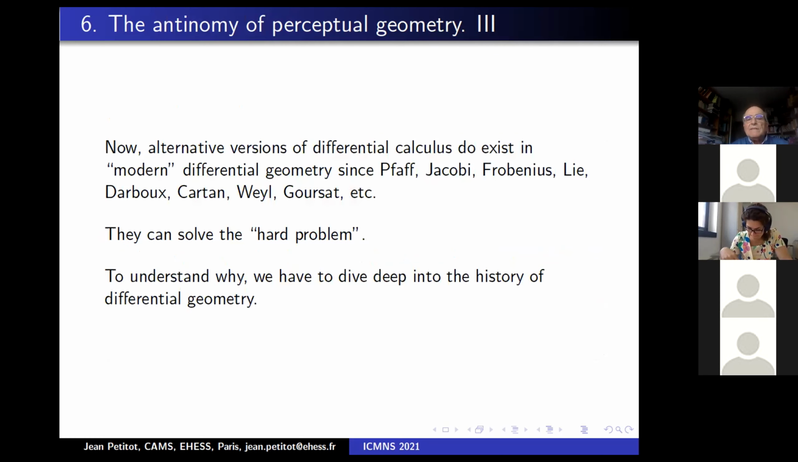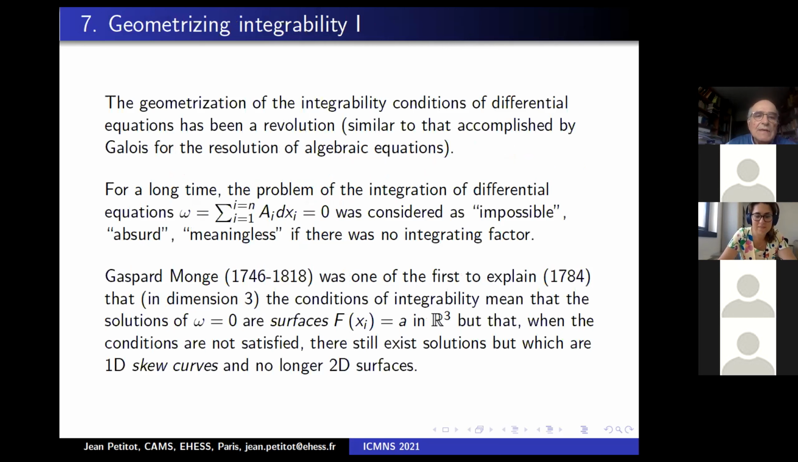Now, alternative versions of differential calculus do exist in modern differential geometry, since it is a very important and very old tradition: Jacobi, Frobenius, Lie, Darboux, Cartan, Weil, Goursat, etc. And it is these alternative versions of differential calculus which perhaps can solve the hard problem. To understand why, we have to dive deep into the history of differential geometry. And for some slides, I will speak on the history of differential geometry.